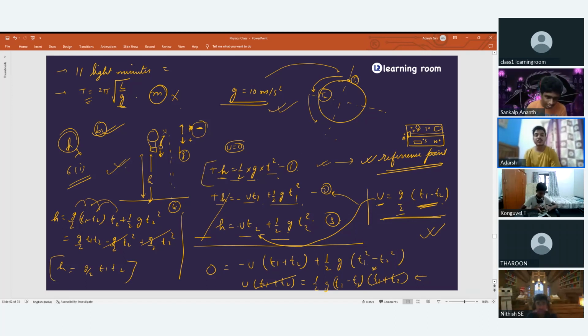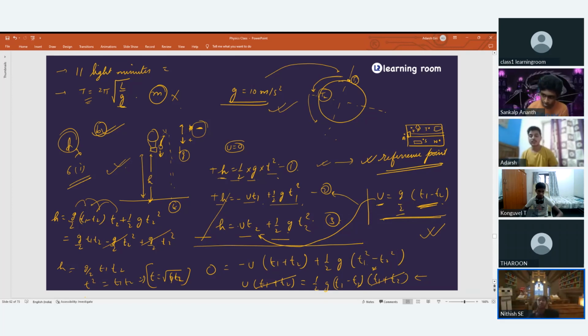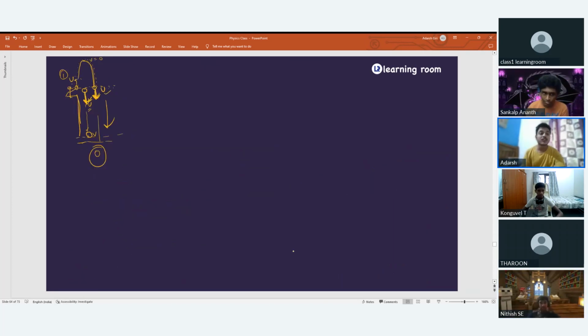We have one more equation, h is equal to half g t square. So when you equate these two, what will happen then? g by 2 t1 t2 is equal to half g t square, so t square is equal to t1 into t2, and from there t will be equal to root under t1 t2. That was the answer, isn't it? Understood, Nitish? Yes, sir. Okay, now, your doubt.